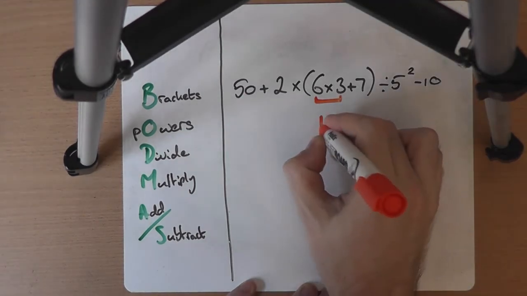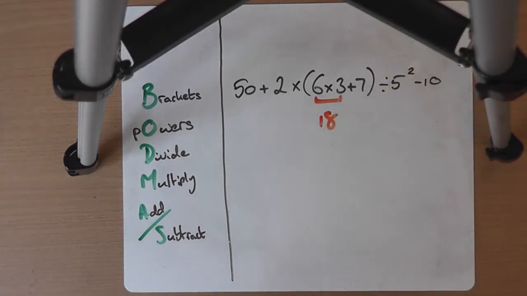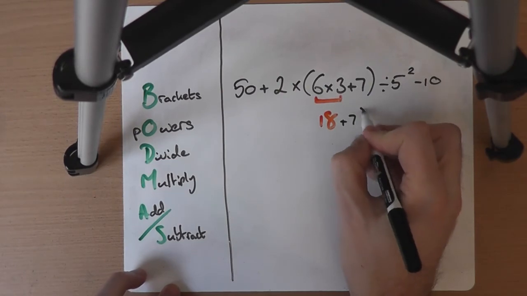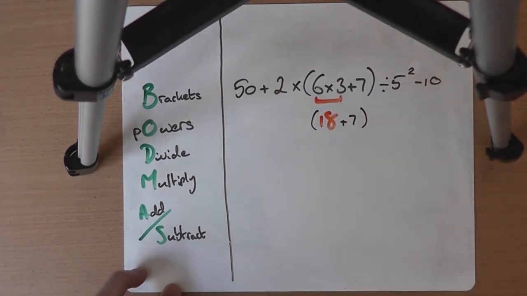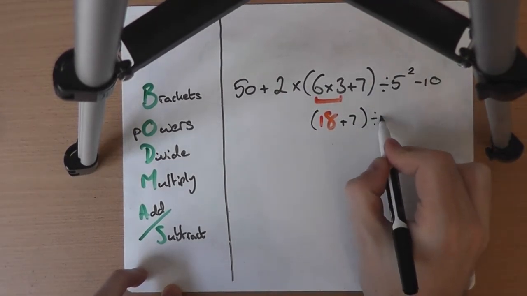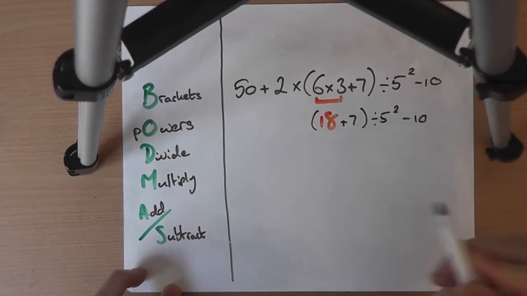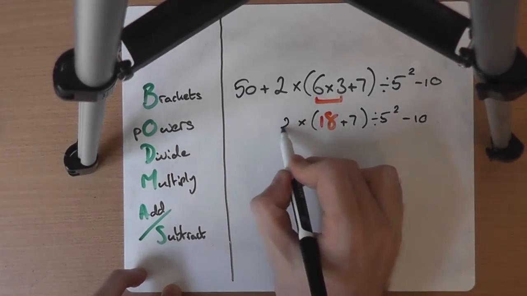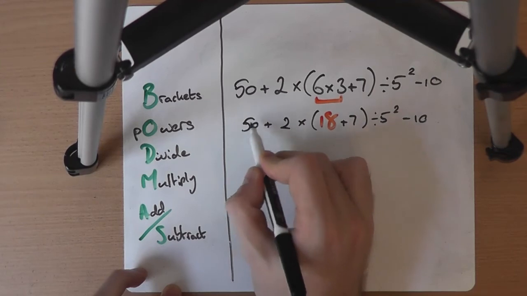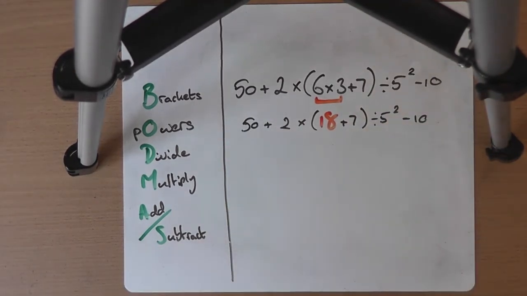So 6 times 3 is 18. The plus 7 inside the bracket is still there. And that bracket overall is still there because we haven't finished dealing with it. The divide by 5 squared and the minus 10 afterwards are still there. Same with all this stuff in front. The 50 plus 2 and the times are all still there.